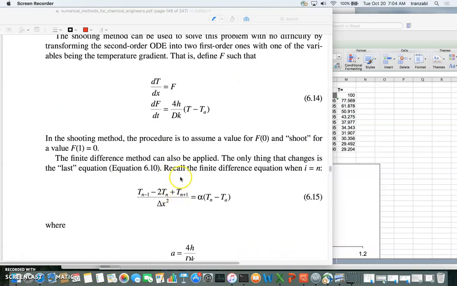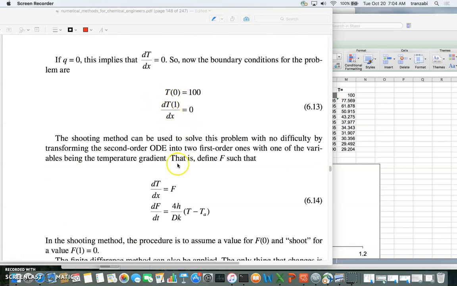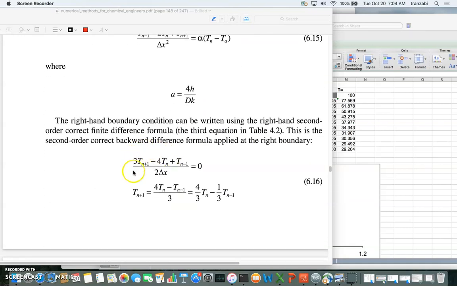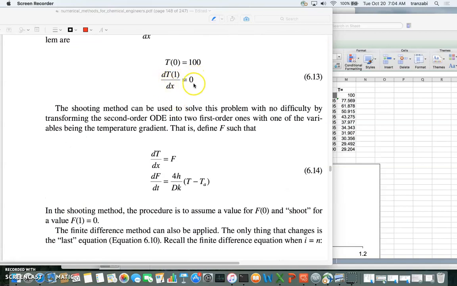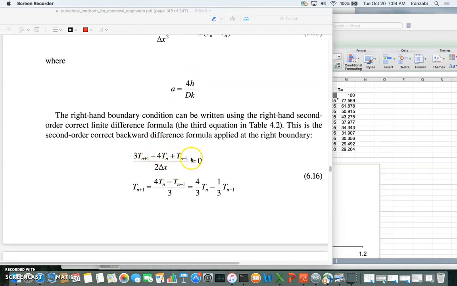We discussed that the equation for the last boundary condition for this one is going to be like this. This is the second order approximation. It's a backward difference of dT/dx, right? Because we are sitting on the back end, at x equal 1, T_{n+1} is the right end, T_n is the point before that, and T_{n-1} is another point before this. We know that the condition is dT/dx equals 0, so we set this to 0, which means the numerator has to be 0.